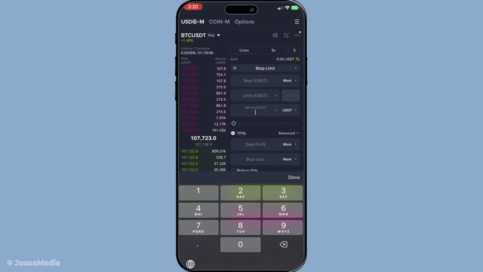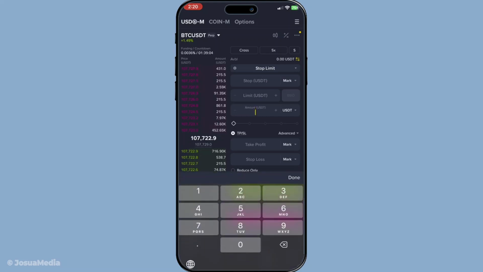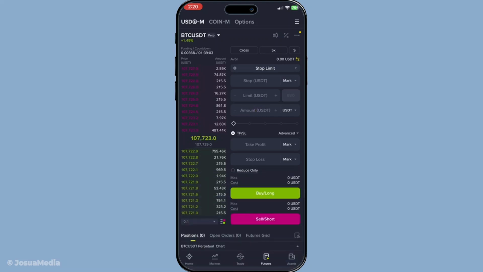After you've entered those details, you'll have two options: buy long and sell short. Tap buy long if you believe the market will go up and you want to go long, or choose sell short if you anticipate a decline and wish to short.